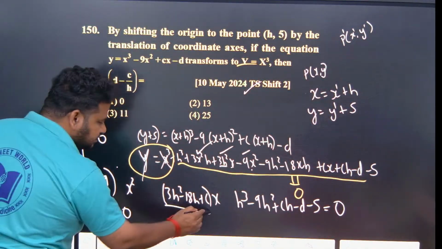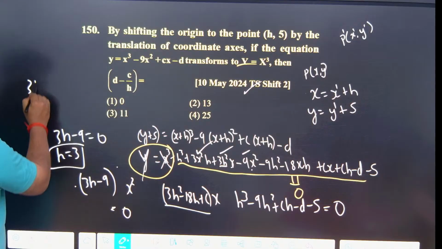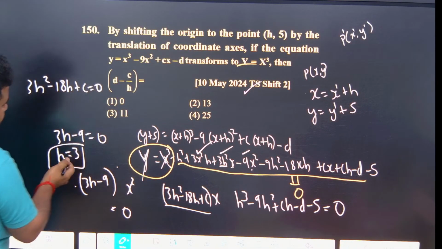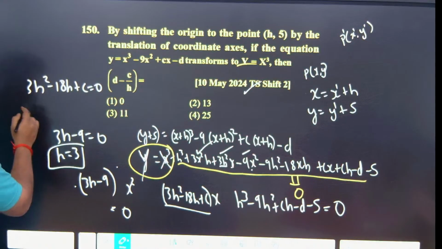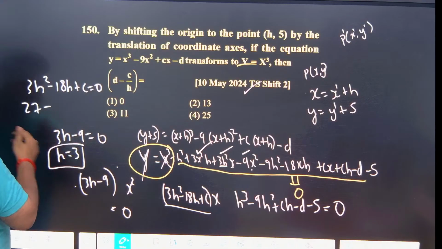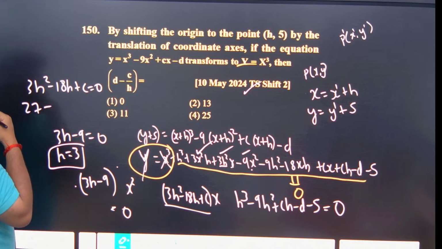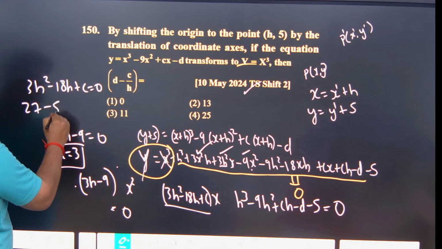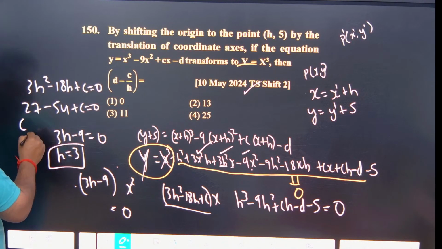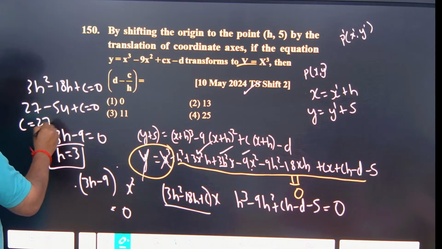Now take this one also, it will be equal to 0. So 3h square minus 18h plus c is equal to 0. I got the value of h. So this will become 3 times h square, which is 27, minus 18 times 3, how much is that? 54, plus c is equal to 0. So c minus 27 is 0, so c will be equal to 27.